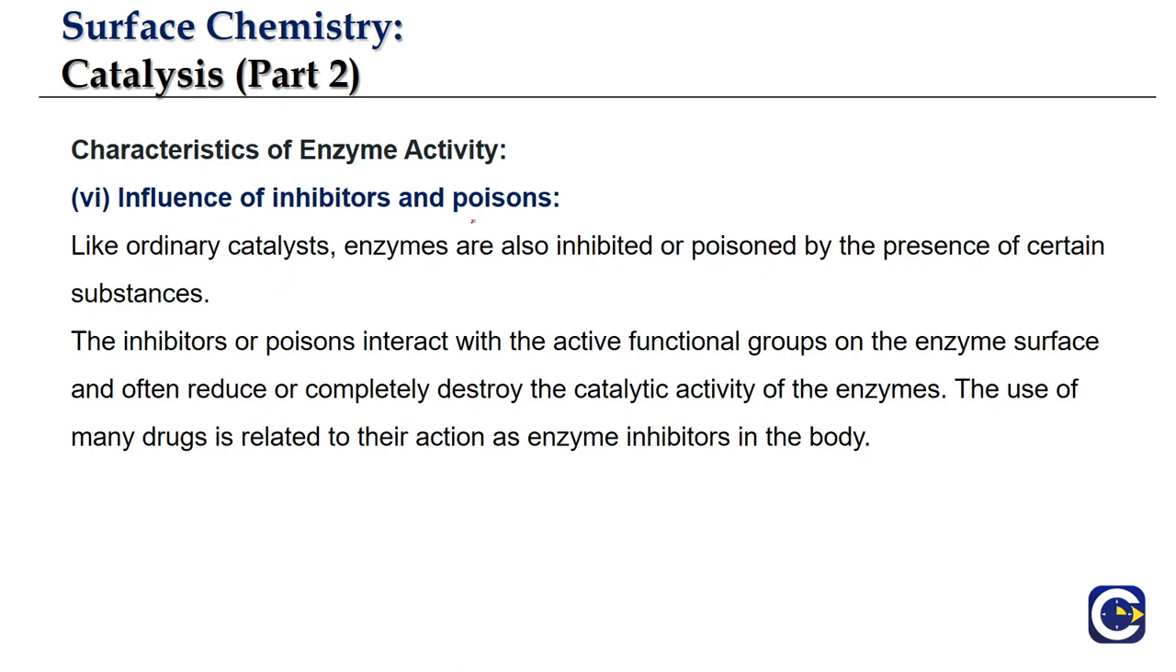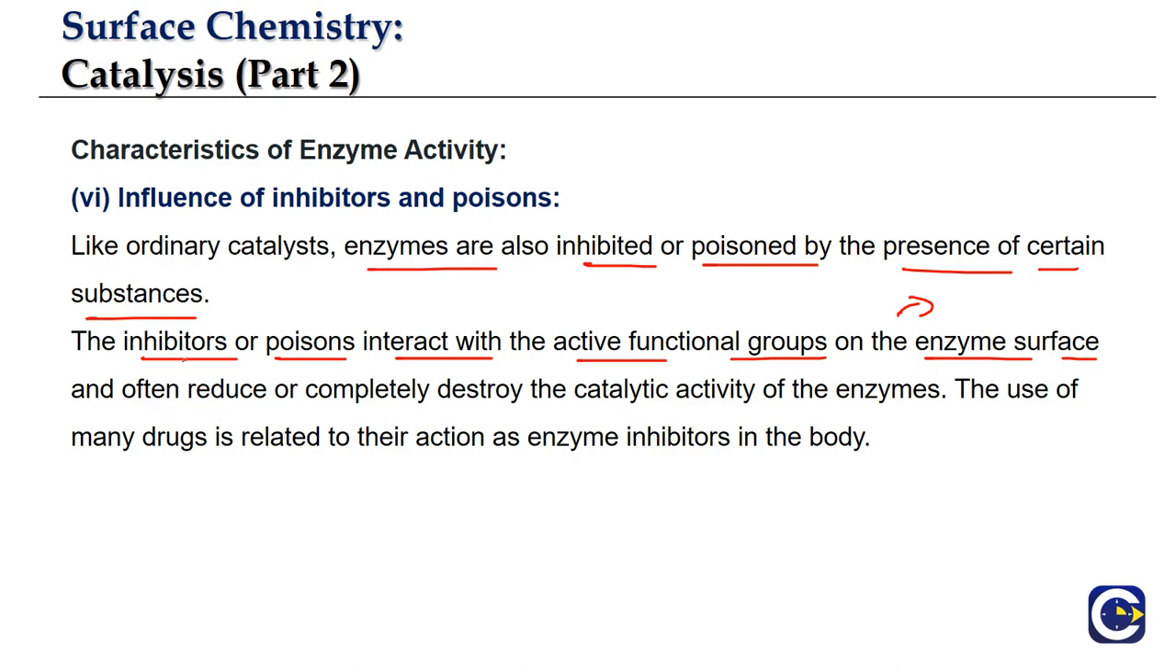Talking about the inhibitors and poisons, like if you look at the catalyst, we talk about the inhibitors and also poisons. Similarly, the enzymes are also inhibited or poisoned by the presence of specific substances. What happens here is the inhibitors or poisons will interact with the active functional groups of the enzyme surface. So we'll see that the enzyme surface will have some active functional groups, and that is what is going to be making the enzyme activity come into the picture.